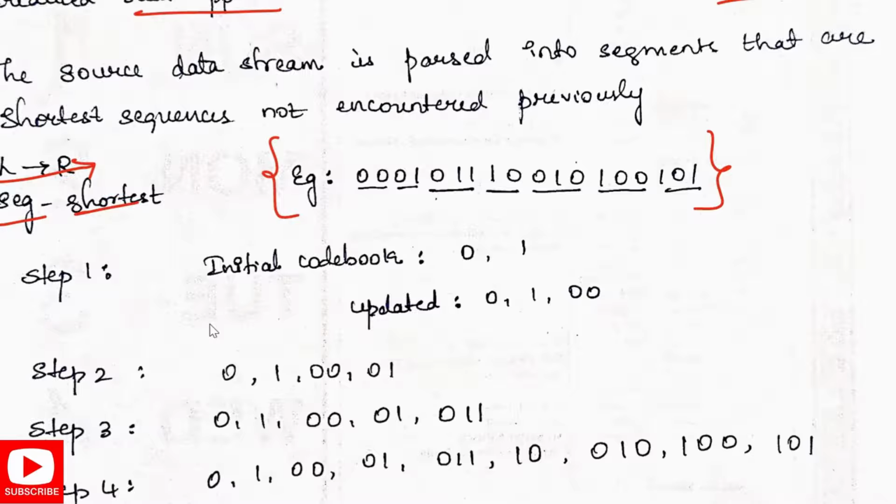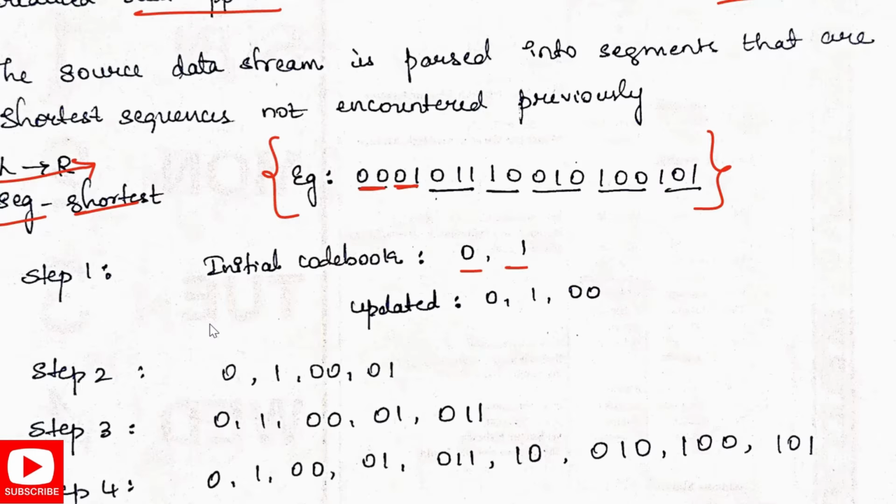In step 1, the initial code book, we will write 0 and 1. You have to write this every time. Starting, you need to start always with a 0 and 1. So while starting with this, we will update this book. The first one, we will pair up 0 0 and we will add it here. Next, step 2. In step 2, what is the next one? That is 0 and 1. So I will add 0 and 1.